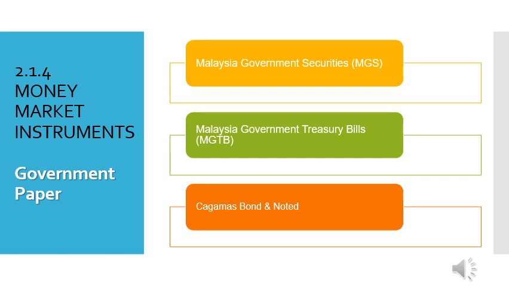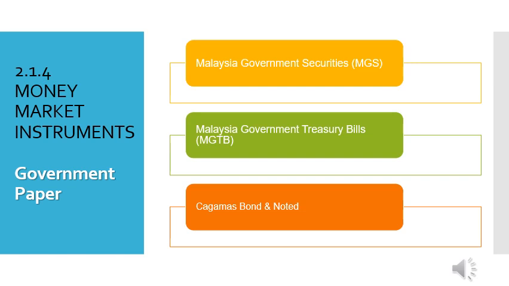The role of MGTB is it provides an investment outlet for short-term surplus funds of commercial banks, merchant banks, discount houses and finance companies. It serves as a liquid asset of commercial banks, merchant banks, and finance companies, and hence the liquidity of the banking system. It helps the government to finance its working capital at very low cost. MGTBs are issued at a discount and payable at face value upon maturity. They are issued and payable to order in a minimum denomination of 100,000 ringgit.